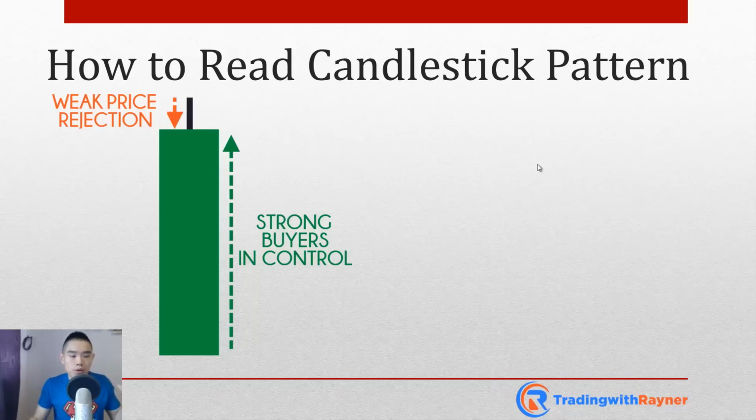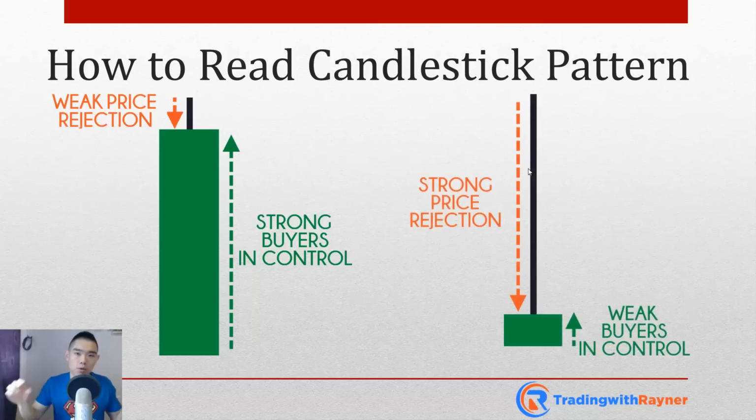The third thing that I want you to know is this: what is the size of the body relative to the wick? Because you can see over here again, you have just the wick and the body, but this time around the message is completely different.